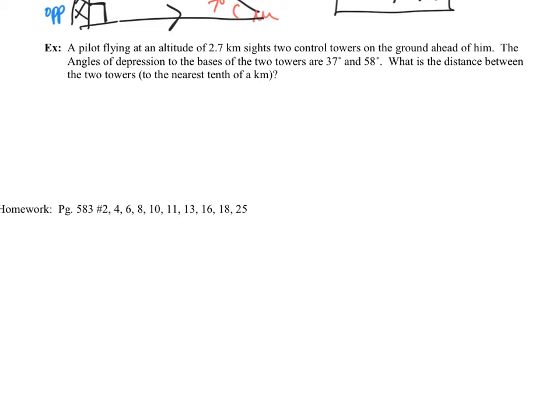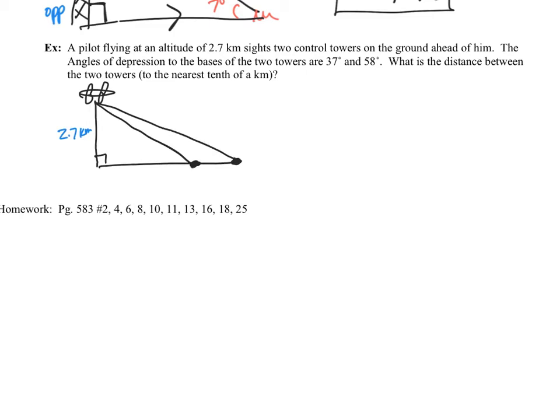First of all, we have a plane. Okay, here is my plane. Use your imagination. And we're told that that plane is 2.7 kilometers. That's its altitude. So we need to drop a perpendicular to the ground. Okay, so here's the ground. And then we can label the altitude of that plane as 2.7 kilometers. Now what he sees is he sees 2 control towers on the ground ahead of him. So there's one here and one here. So that means that there are 2 lines of sight. There's a line of sight to the first control tower and a line of sight to the second control tower.